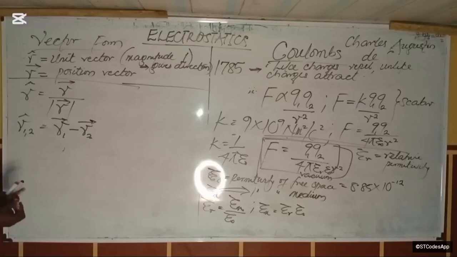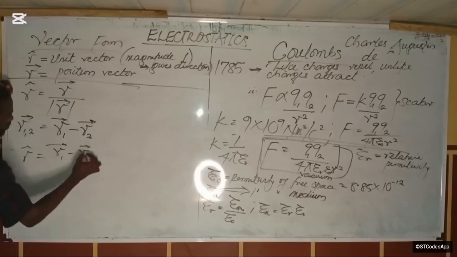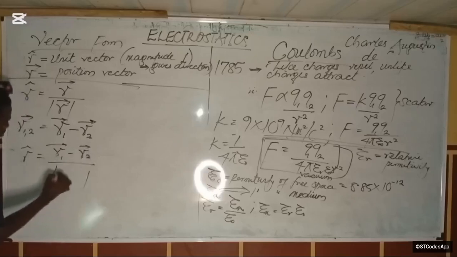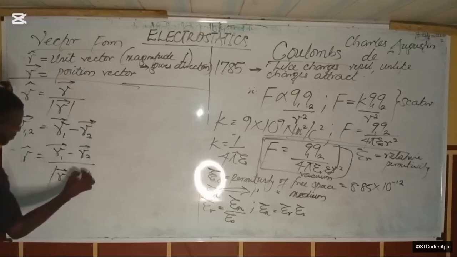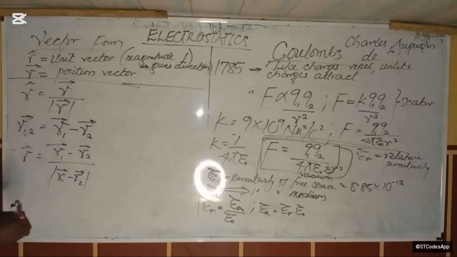So this is the position vector, is that clear? Also, if you want to solve for the unit vector, R cap will be equal to the position vector R1 minus R2 over the magnitude of R1 minus R2. Is that clear? In this case, we are going to have either an I or a J. When I solve a question for you, you are going to understand what I mean by that.